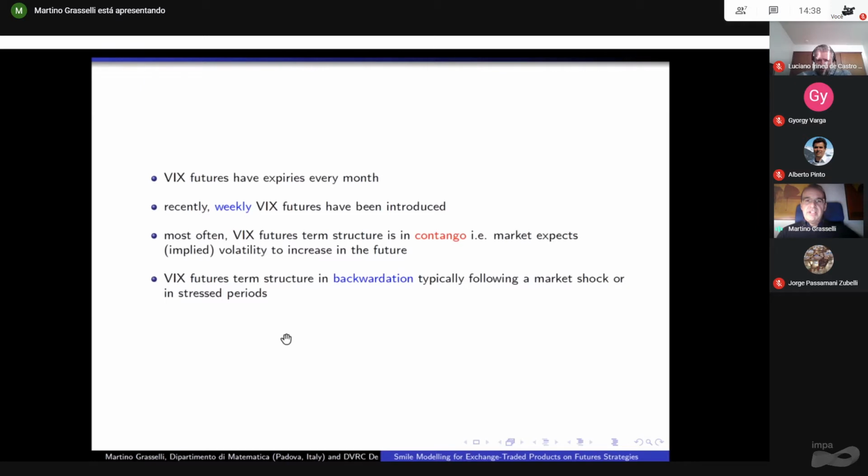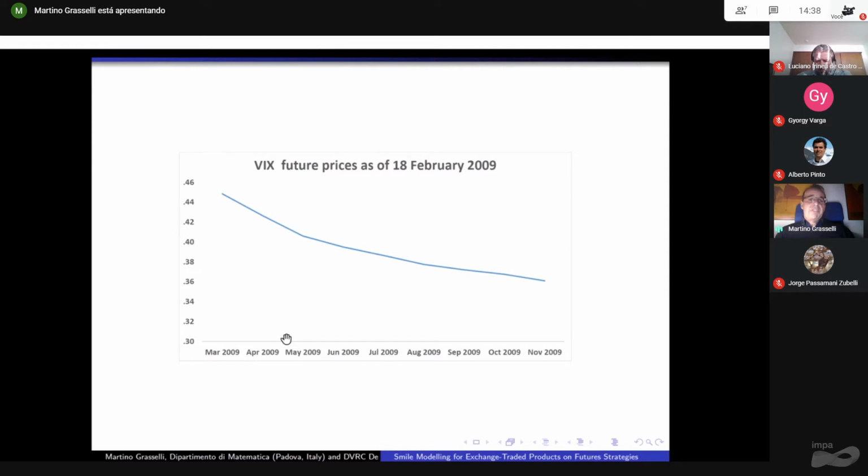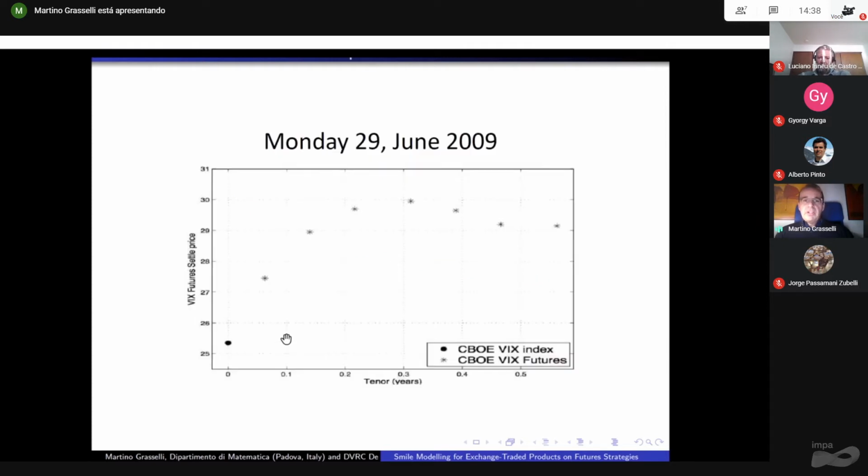financial history some periods where the curve was increasing, so in contango, decreasing, in backwardation, and also some humped behavior. So here, for example, there was contango, so the term structure of the futures is increasing. Typically after a financial crisis, there is the possibility to have a backwardation behavior in the futures. And there is also, for example, in 2009, some humped position in the curve.